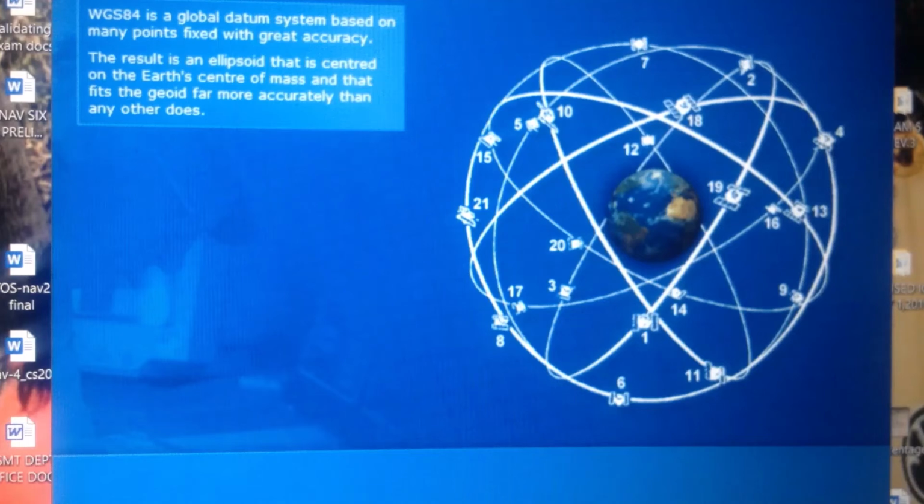WGS-84 is a global datum system based on many points fixed with great accuracy. The result is an ellipsoid that is centered on the Earth's center of mass and that fits the geoid far more accurately than any other does.